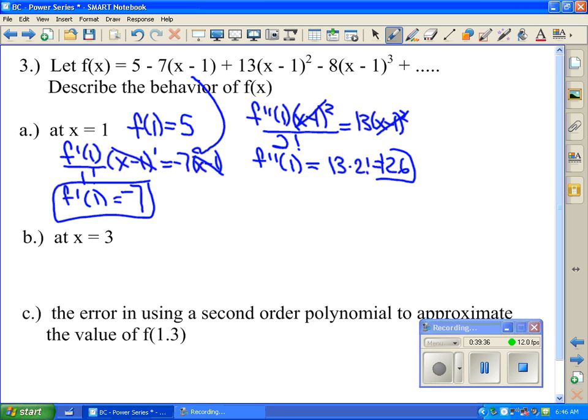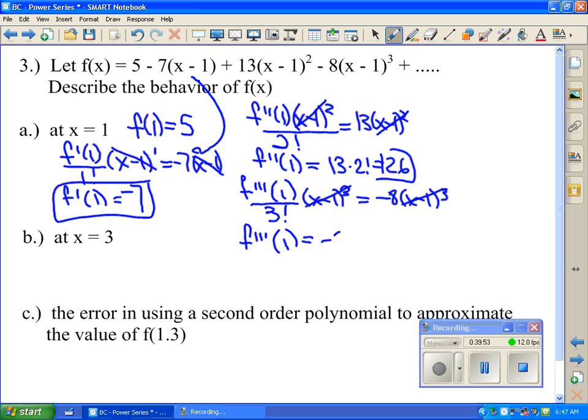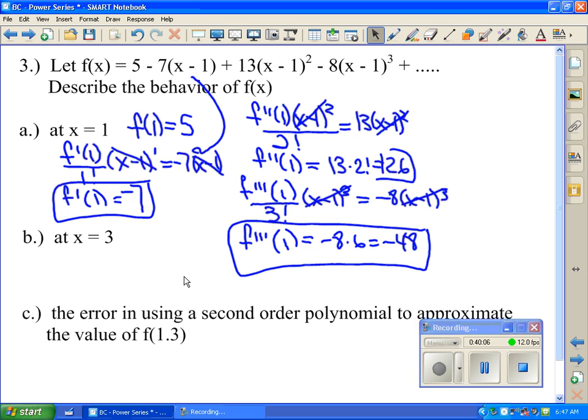And lastly, f triple prime of 1 over 3 factorial, x minus 1 cubed, would have to equal this negative 8, x minus 1 cubed. X minus 1 cubes cancel out. F triple prime of 1 would have to equal negative 8 times 6, or negative 48. So that's how you get derivative information about the center at each point by using each term. Now, f of x I know is equal to all of that.